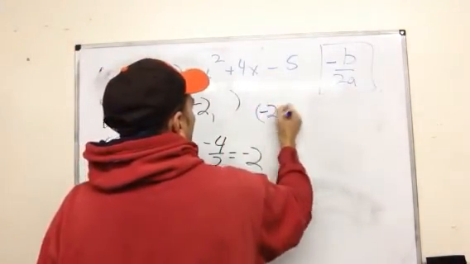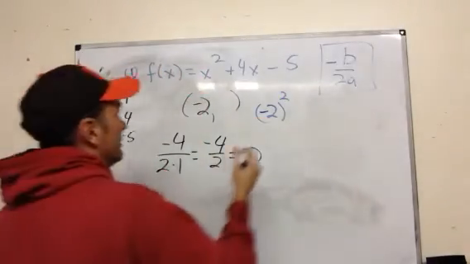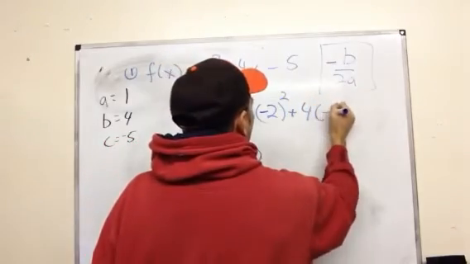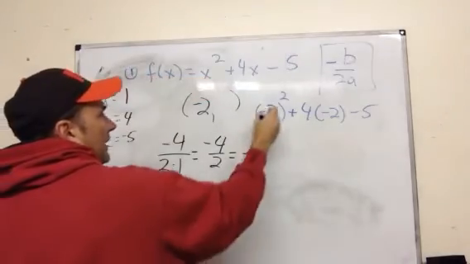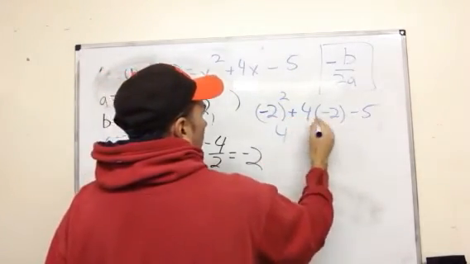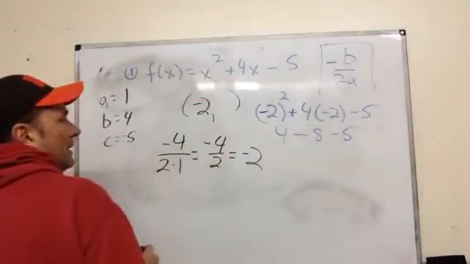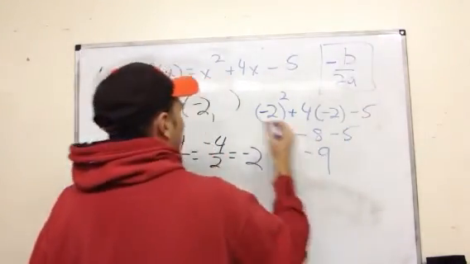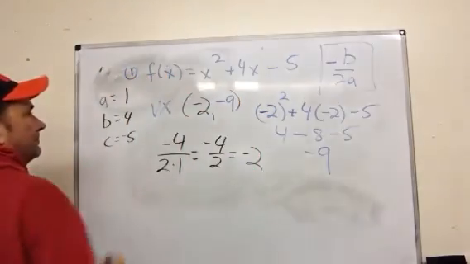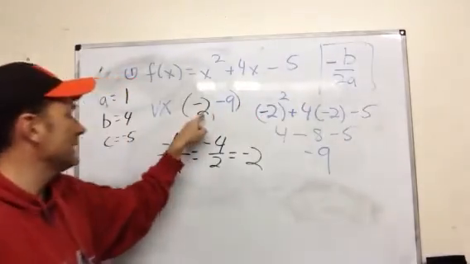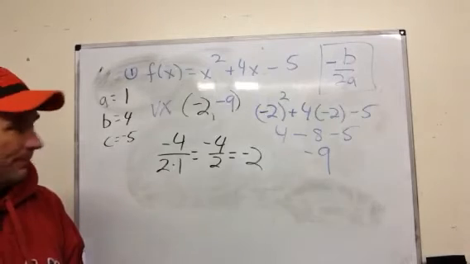So we have negative 2 squared. Make sure if you're using a calculator to put it in parentheses. Plus 4 times negative 2 minus 5. Negative 2 squared is 4. 4 times negative 2 is minus 8. And then minus 5. This ends up being negative 9. There's our vertex. Use the negative b over 2a to get the x value. Plug that x into here to get the y value.